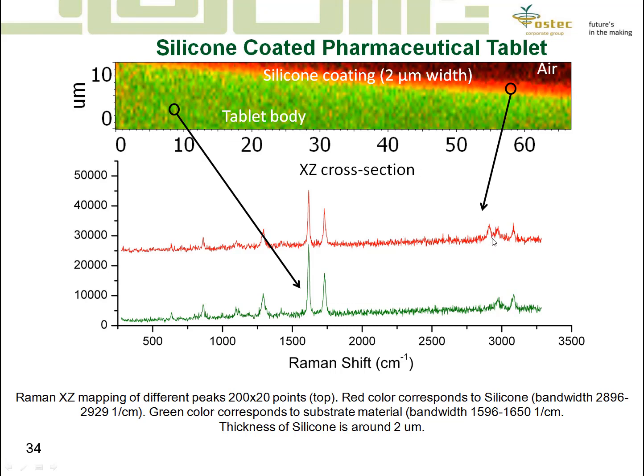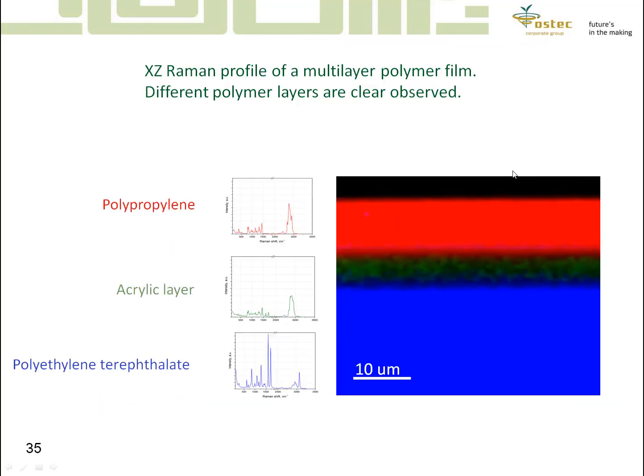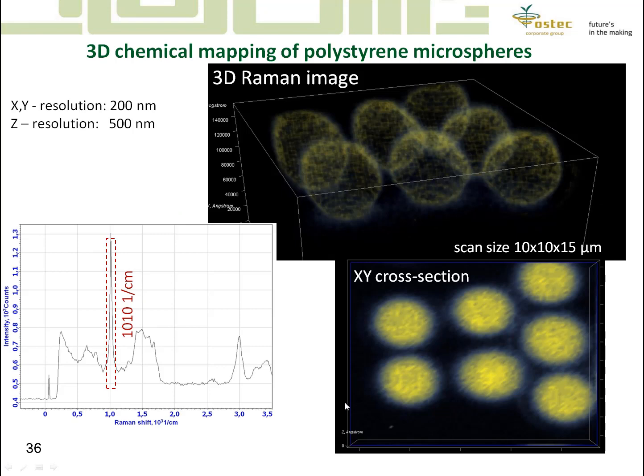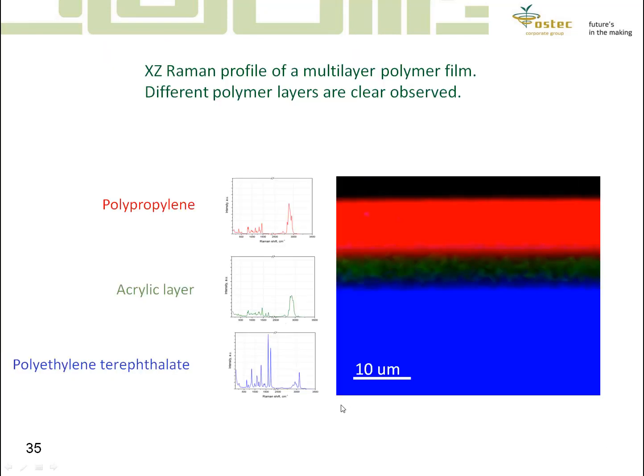And the red spectrum with a peak at about 2930 wave numbers corresponds to the silicon coating, and the tablet body is a green color. So such a cross-section gives information about the structures in the Z direction. And also for polymer layers, for example packaging, it's important to know what is the thickness of different layers and if they are stacked together properly. So here we can see the profile of such coating.